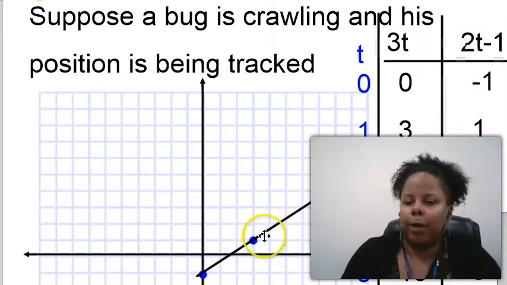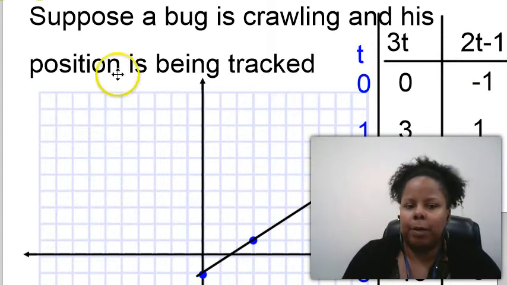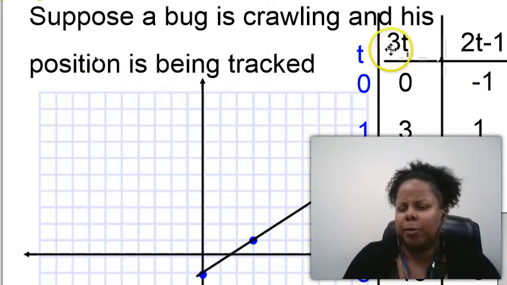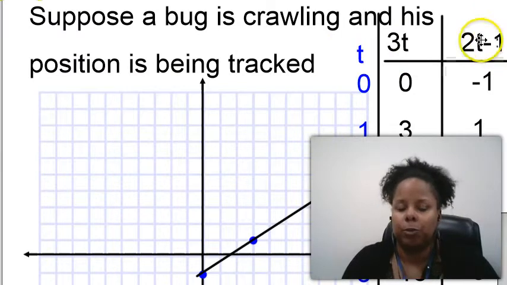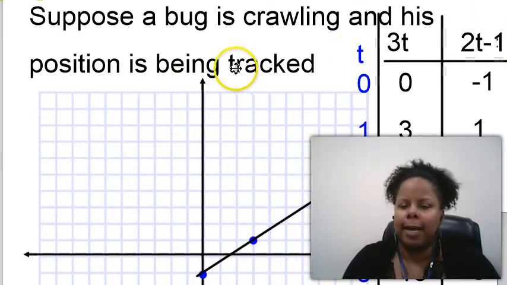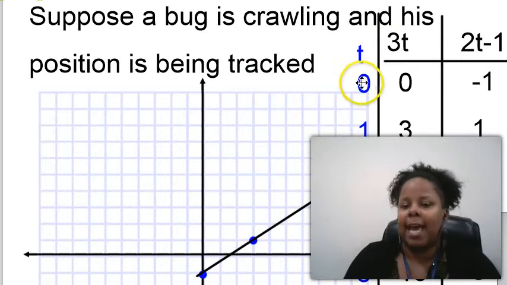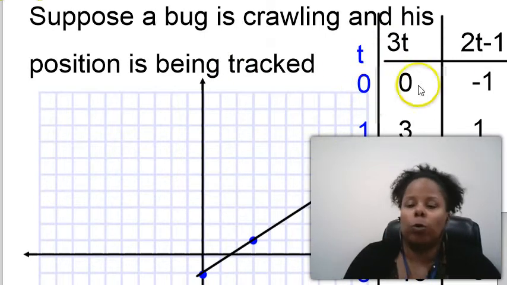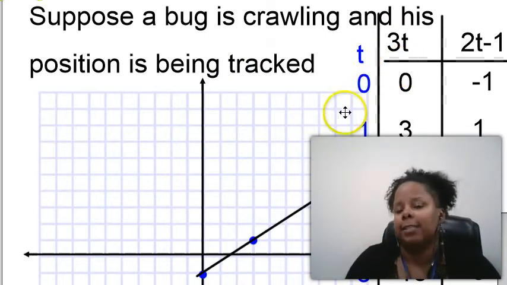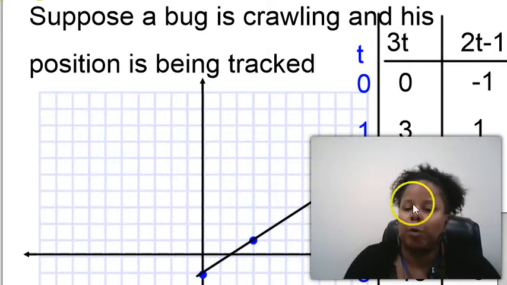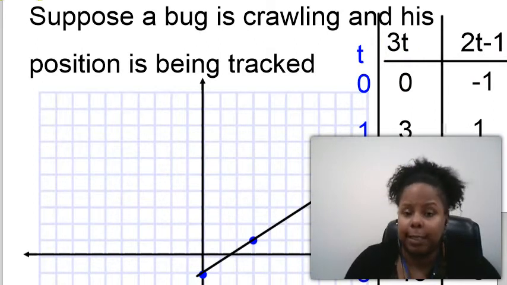So here we have a way of representing the bug's path by looking at the expressions for x, which is 3t, and the expression for y, which is 2t minus 1. And that tracks the position of the bug based off time, where y is not dependent on x and x is not dependent on y. They're both dependent on time t.